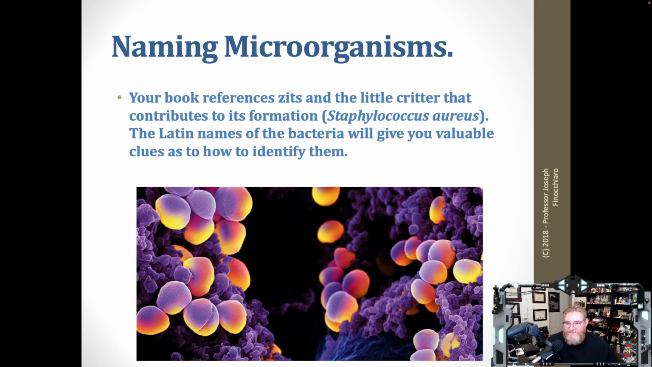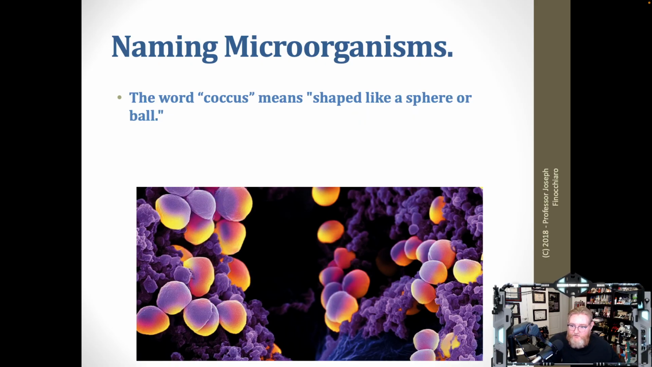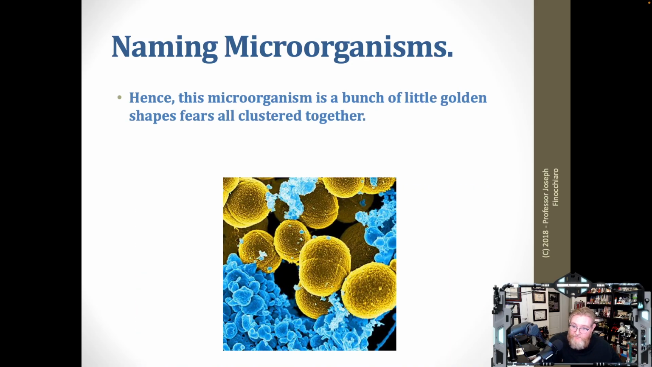Your book references zits and little critters that contribute to its formation, which is Staphylococcus aureus. We'll talk about what Staphylococcus, all that means, in another chapter. The Latin names of the bacteria will give you a valuable clue as to how to name them. So, for instance, the word coccus means shaped like a sphere or a ball. Staphyle means clustered together, similar to grapes. Aureus means a golden yellow color. So, this microorganism literally means it is a cluster of little spheres that are gold. That's what it does.